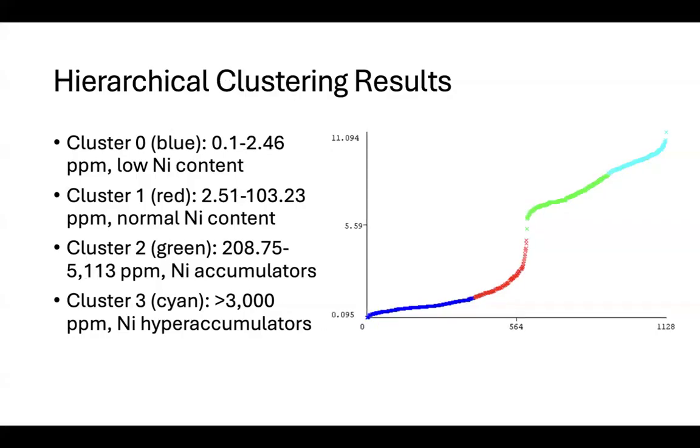Finally, the hierarchical clustering results show a low nickel content in blue at 0.1 to 2.46 ppm, a normal nickel content in red at 2.51 to 103.23 ppm, a nickel accumulator section in green at 208.75 to 5,113 ppm, and nickel hyperaccumulators are shown in cyan at above 3,000 ppm.